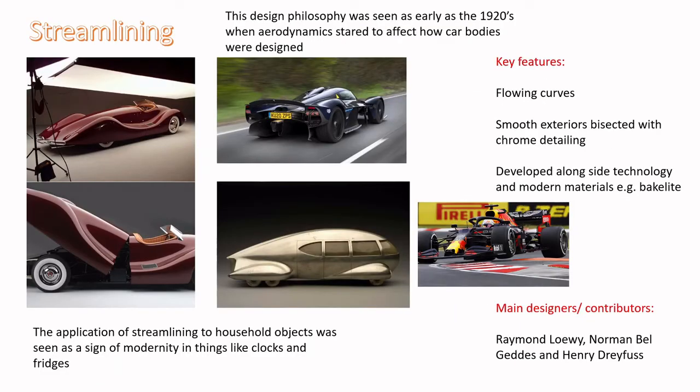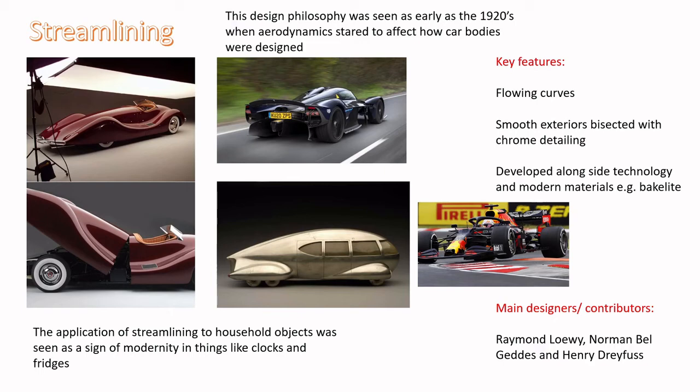Streamlining. This design philosophy was seen quite early, in the early 1920s, when aerodynamics had just started to be thought about for car body design. It's a whole idea of flowing curves, smooth exteriors, and chrome detailing, along with modern materials, obviously metals, Bakelite, that sort of thing. It was most commonly used on cars, but they also did household objects, like kettles and irons, all with these nice flowing looks.